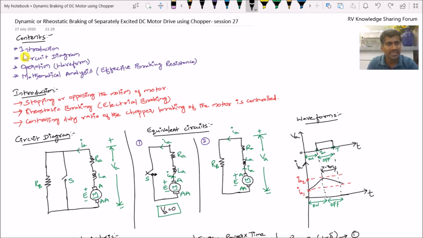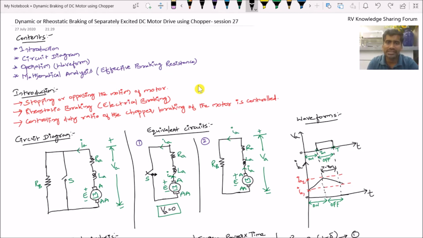First we will discuss the introduction, followed by the circuit diagram, and we will discuss the operation with the help of the waveform, and at last we will discuss the mathematical analysis in which we are going to derive the effective value of the braking resistor. So first, let us continue with the introduction.